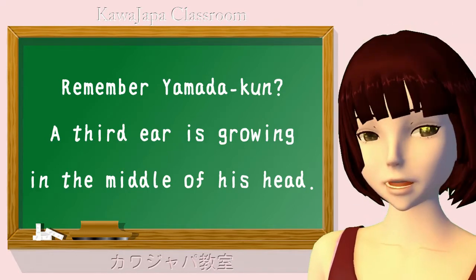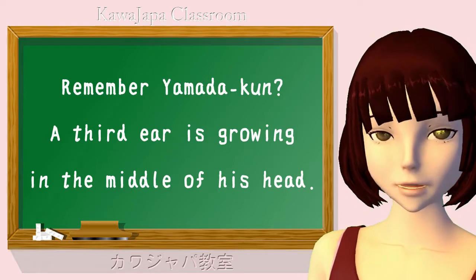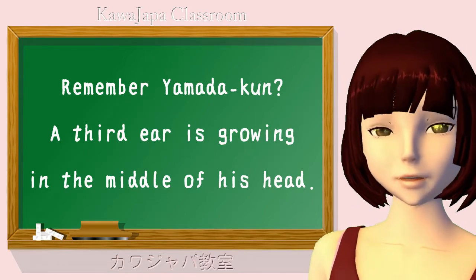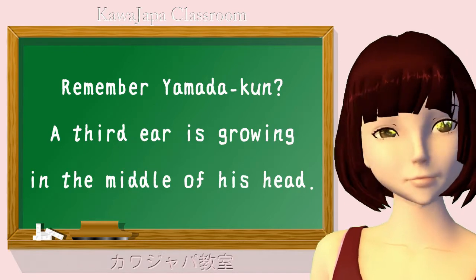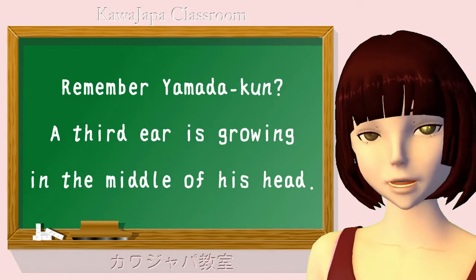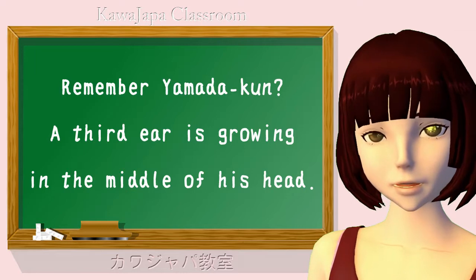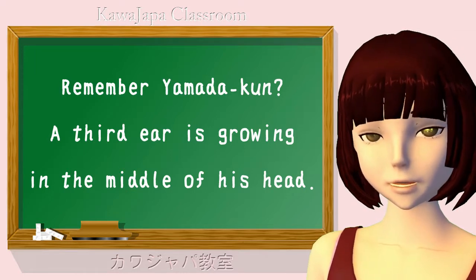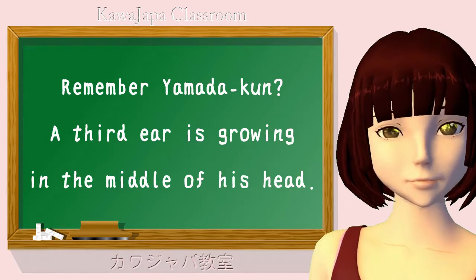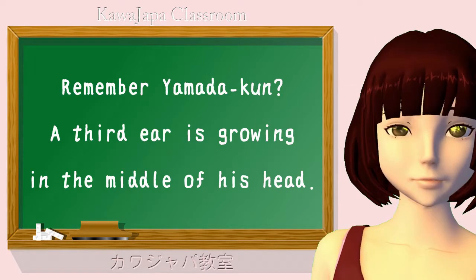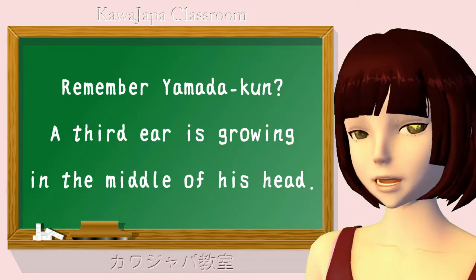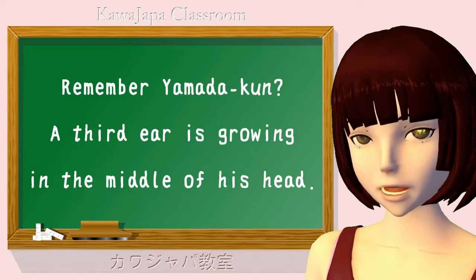And the third thing we have to notice is that while we wish to distinguish Yamada-kun from other people, Yamada-kun is not the important part of what we have to say. The mere existence of Yamada-kun is not a piece of information. The information, the new information, the important information is what is happening to Yamada-kun. A third ear is growing in the middle of his head. So the wa particle distinguishes the noun that it marks from all other possibilities, but it throws the emphasis forward onto what follows it. It's not the topic itself that's important, it's what we have to say about the topic that is important.